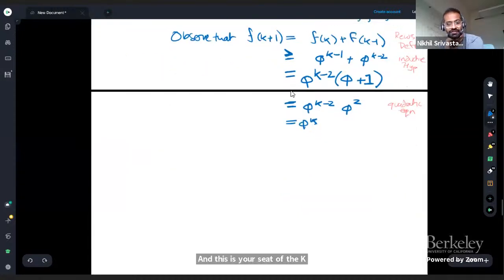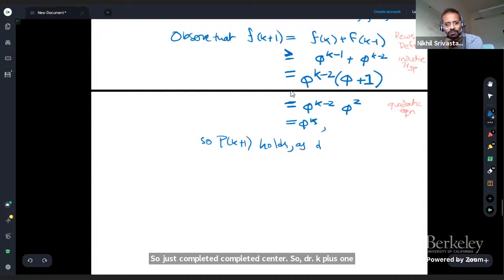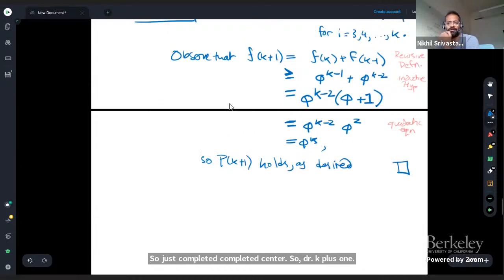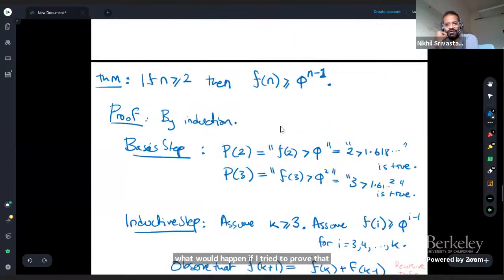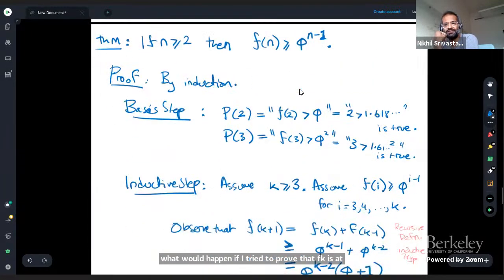Okay, and that's it. So this completes the induction. So P of k plus 1 holds as desired. Okay. Now we should take a moment to reflect. What would happen if I tried to prove that f of k is at least alpha to the k minus 1 for some number that's bigger than phi?